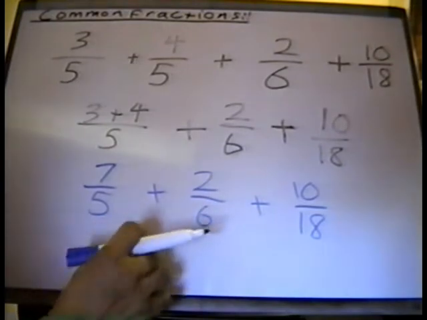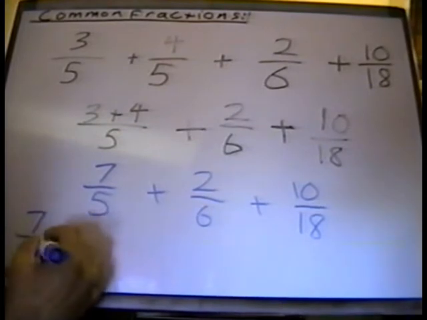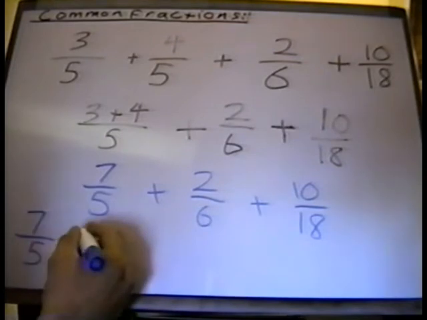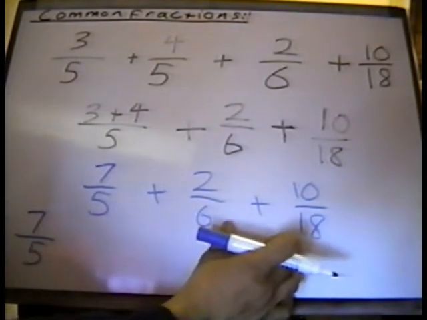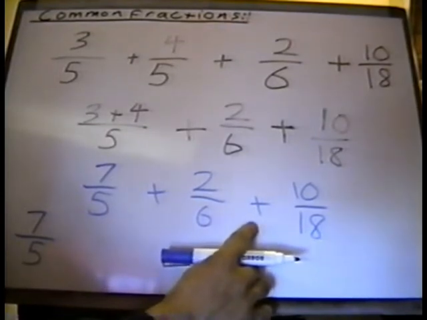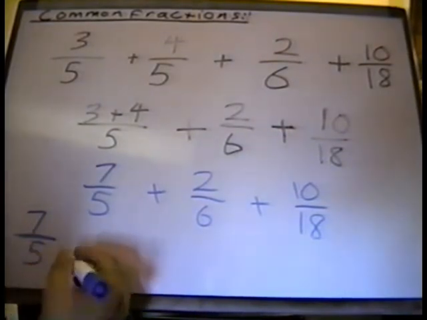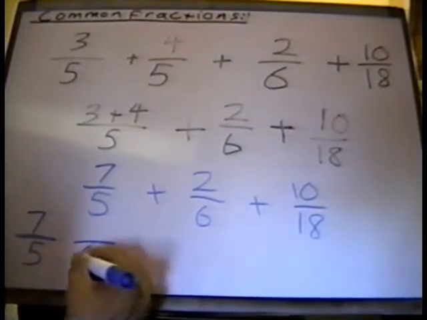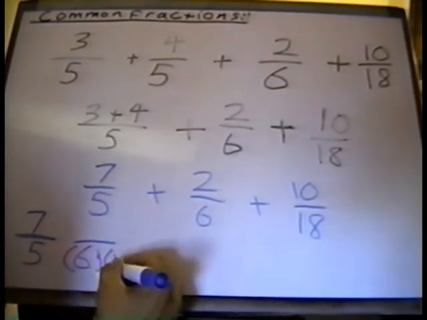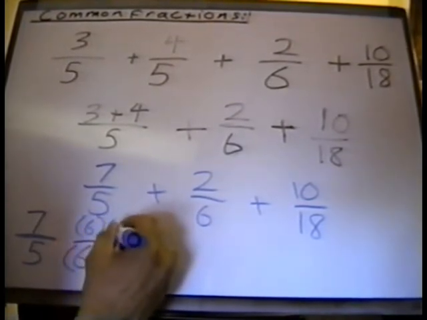Now what we could do is multiply 7/5 by the product of both of the denominators of the other fraction. For example, I want to produce a number that's the same denominator, so I'm going to multiply 7/5 by 6 times 18.